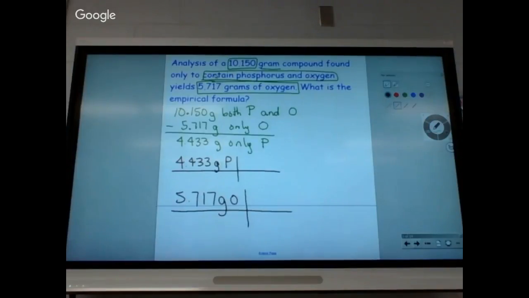So you got 1, 2, 4, 5. So now you take, write your formula. You would have P, 1, and O.